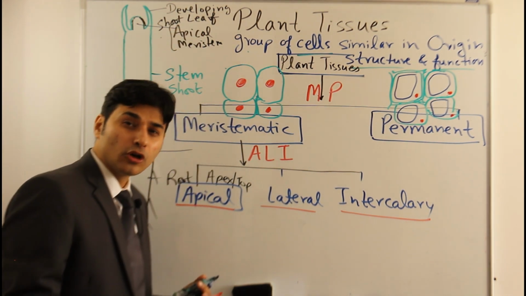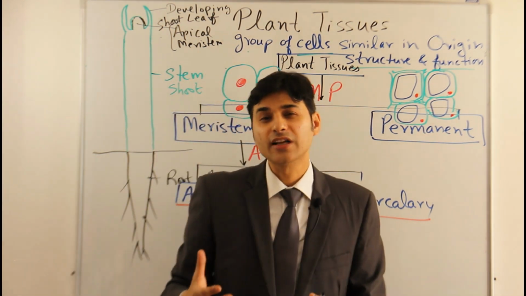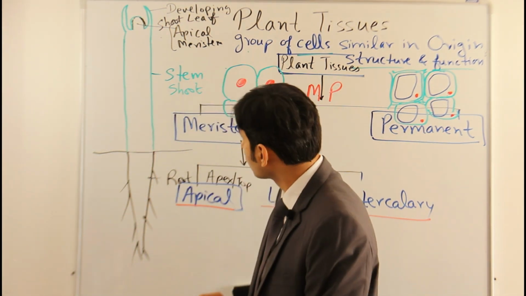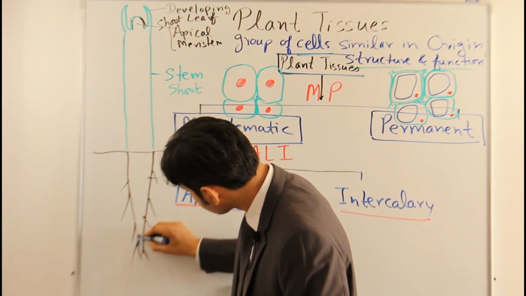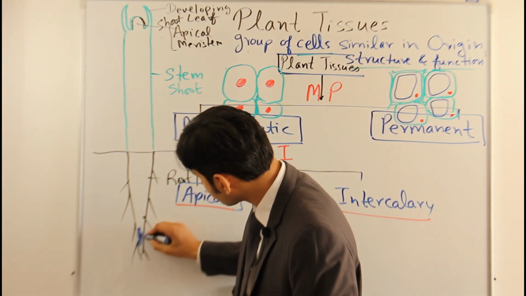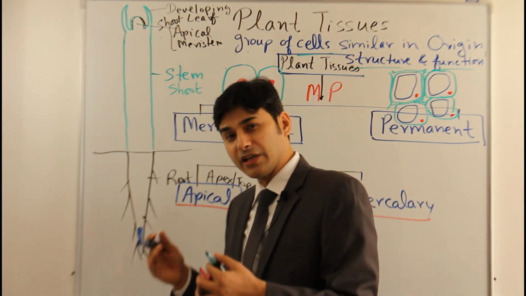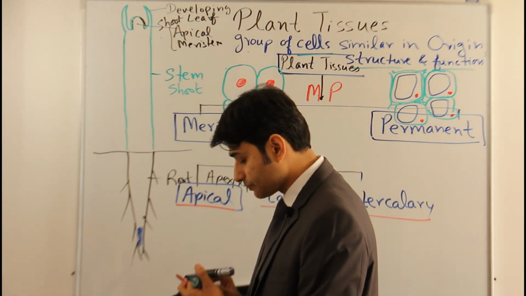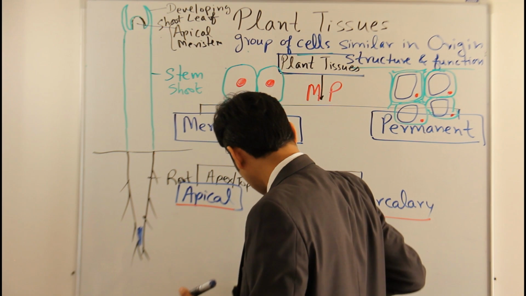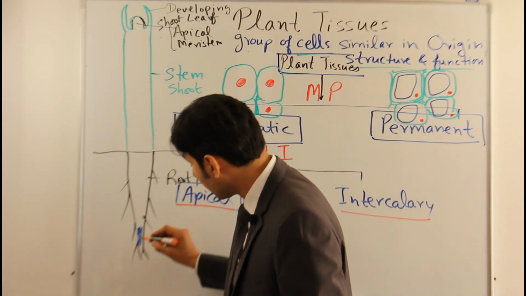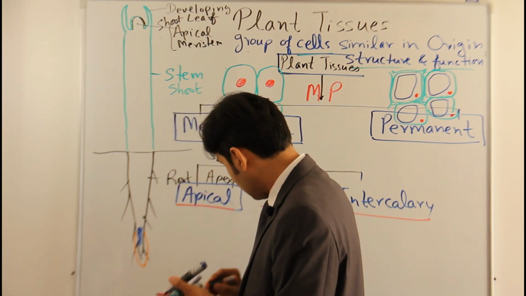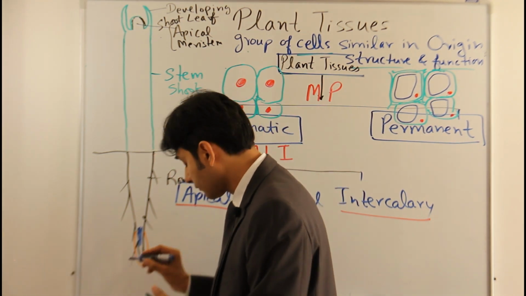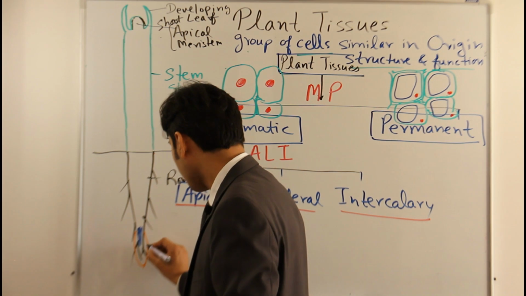Similarly, in the root also there is a meristem which is called as a root apical meristem. The root apical meristem will be present here. This is the root apical meristem here. But root apical meristem is also protected by a layer of cells, that is called as a cap, root cap. So it has a root cap here. So this will be the root cap.